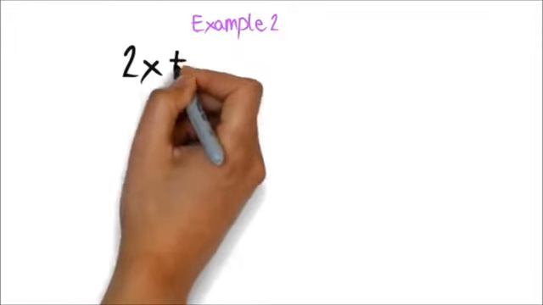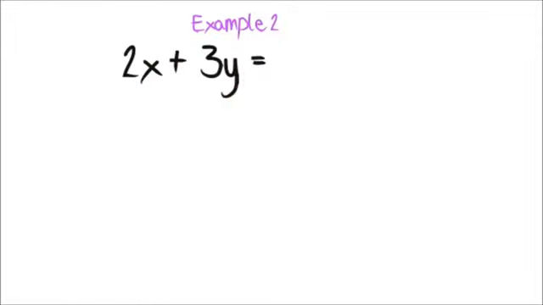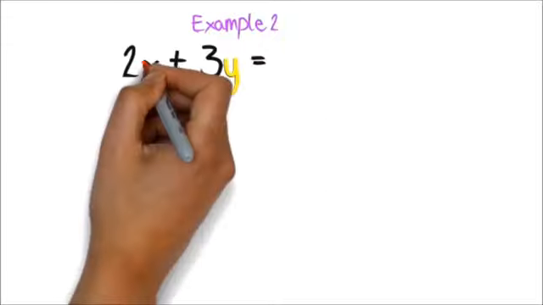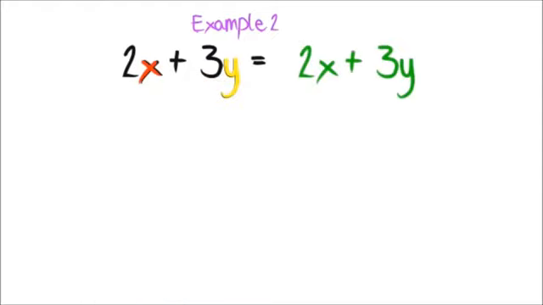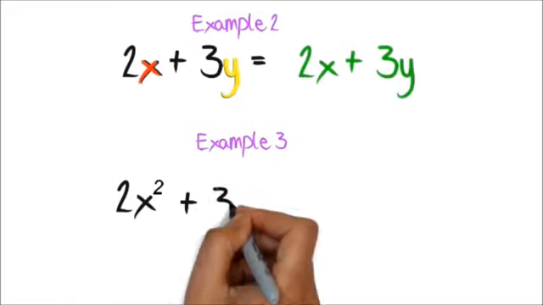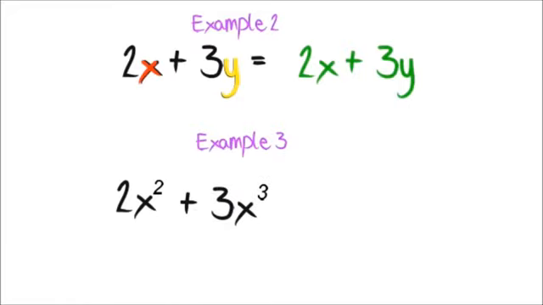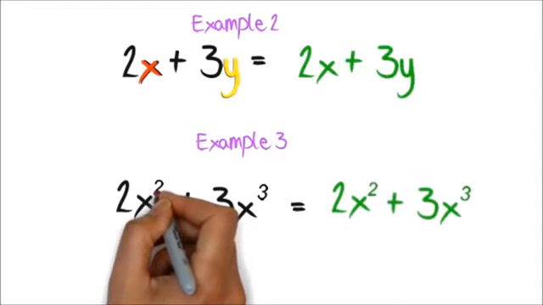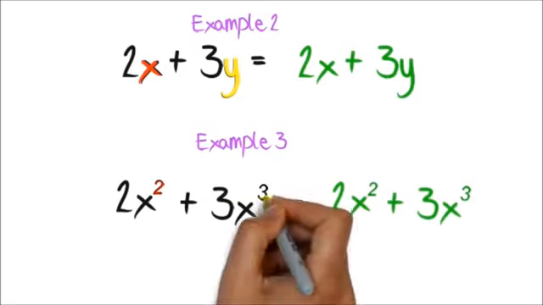Example 2. If you have 2x plus 3y, you cannot add them because they have different letters after them. One is y and the other is x. Example 3. If you have 2x squared and 3x cubed, you cannot add them because of the different exponents. One of the x is squared and the other is cubed.